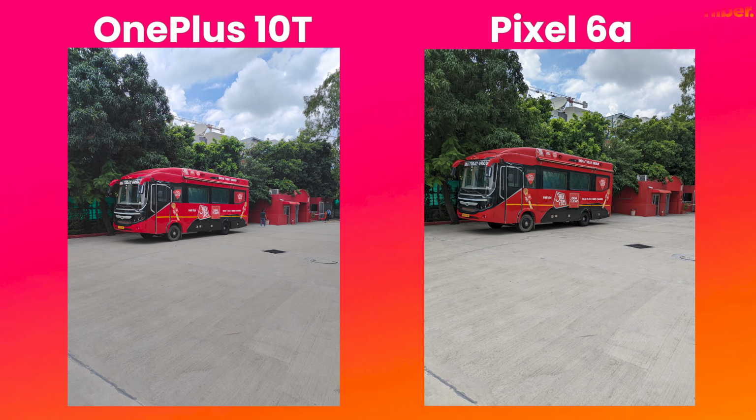So first we'll start with the primary camera. Take a look at image 1. Both photos look good, the reds are also fine and so is the sharpness, but the 6a reduces the brightness and increases the shadow. In that case, here the photo with the OnePlus 10T is a bit more natural, but the photo with the Pixel 6a is more pleasing to the eyes.